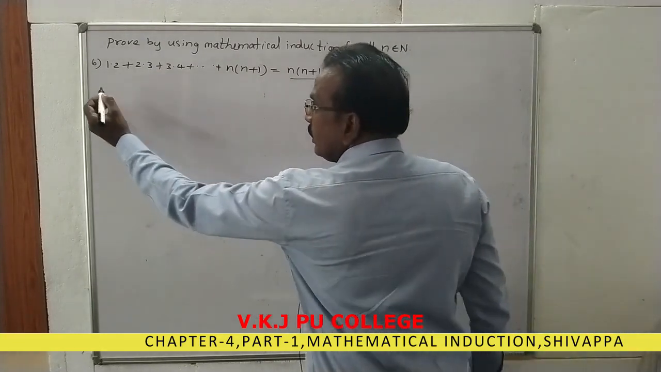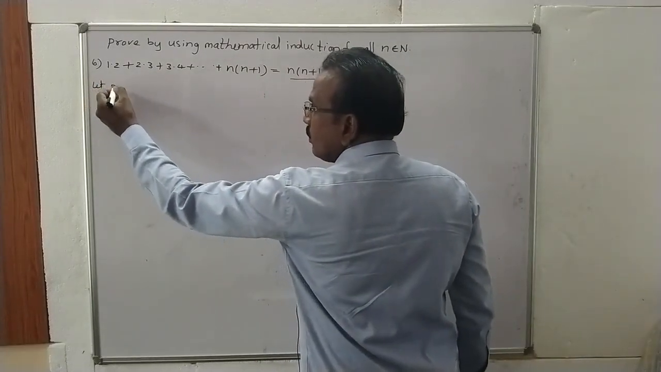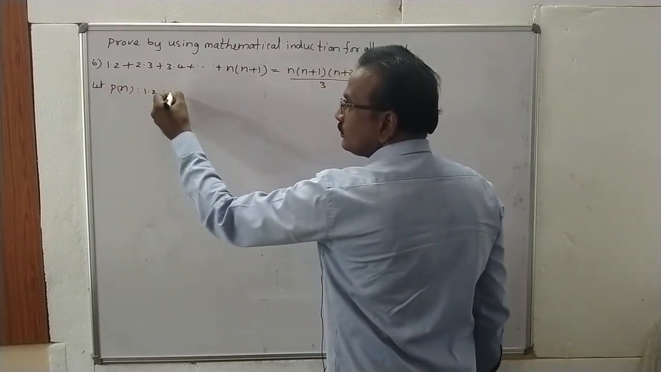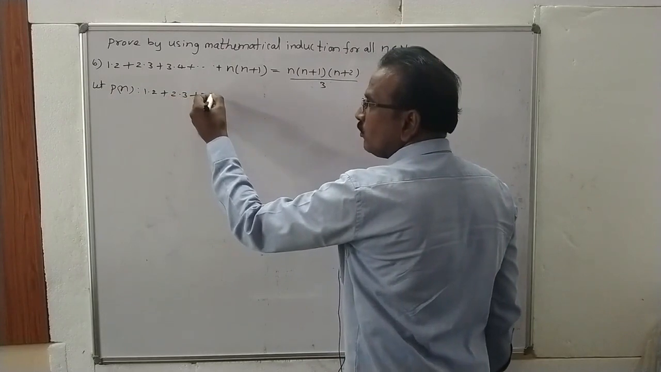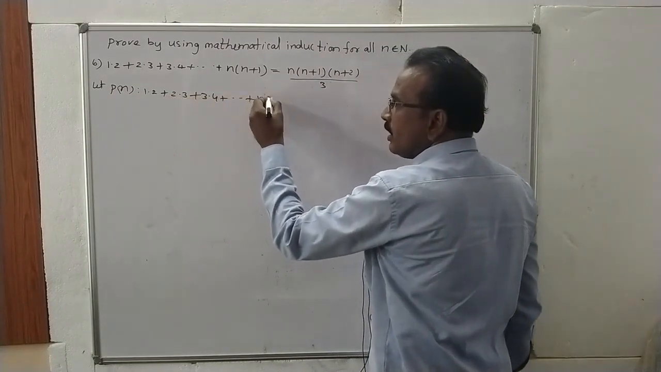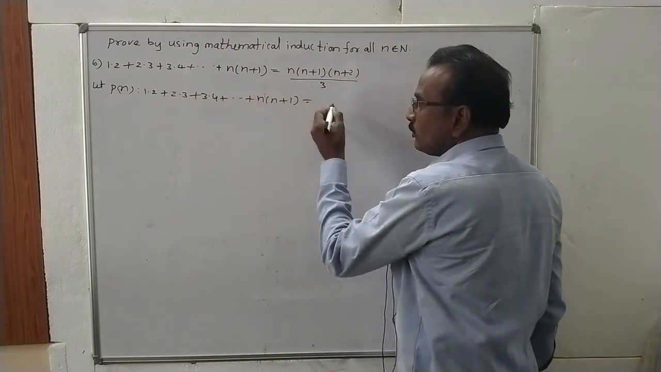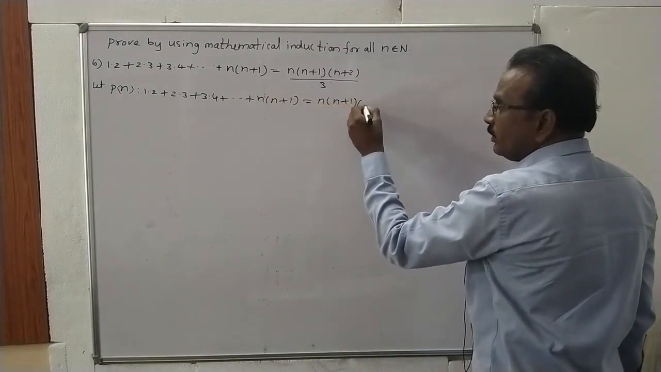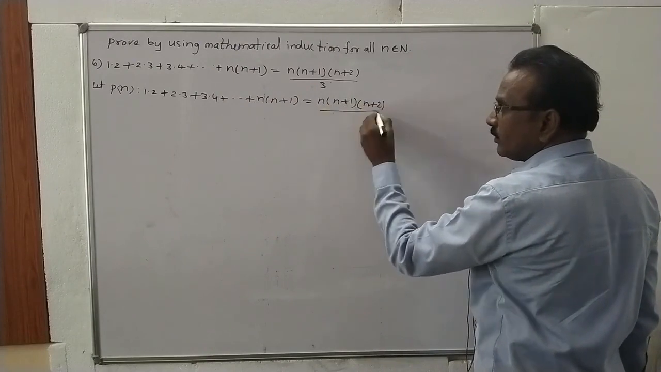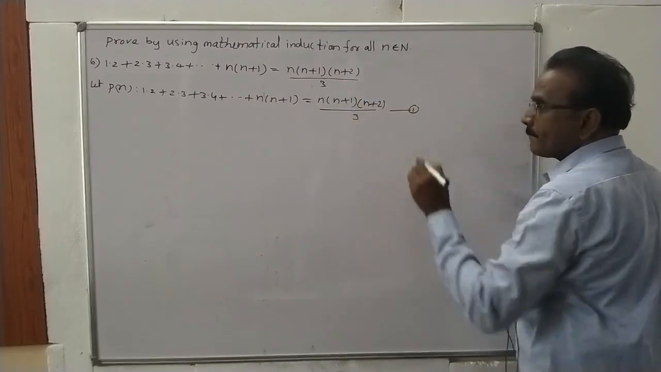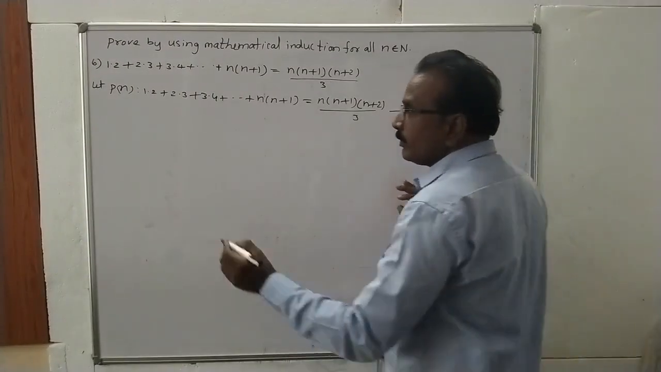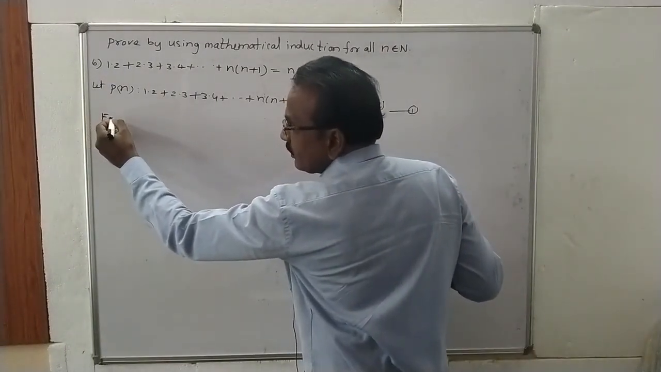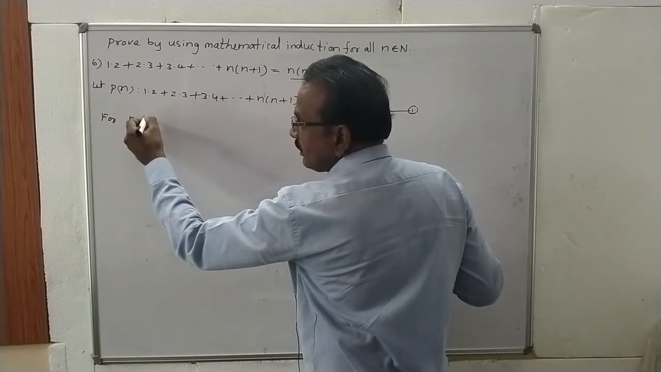Let the given statement be P of n: 1 into 2 plus 2 into 3 plus 3 into 4 plus ... n into n plus 1 is equal to n into n plus 1 into n plus 2 divided by 3. That is equation 1. The principle of mathematical induction involves 3 steps. One is the basic step, that is, for n is equal to 1, the statement is true.